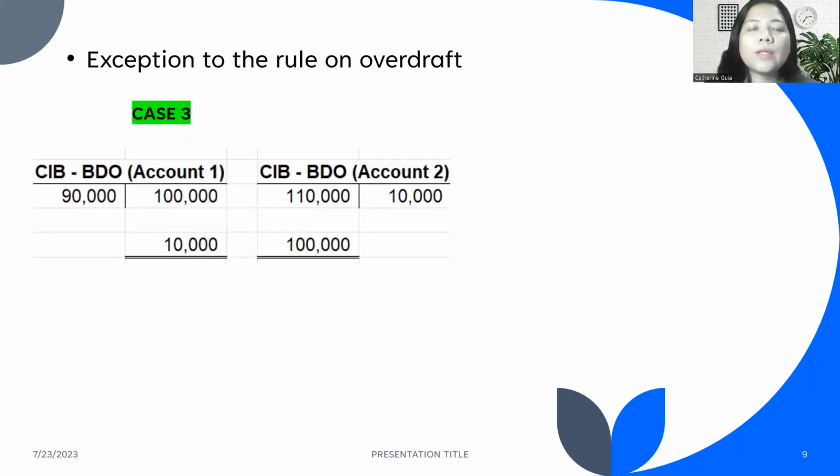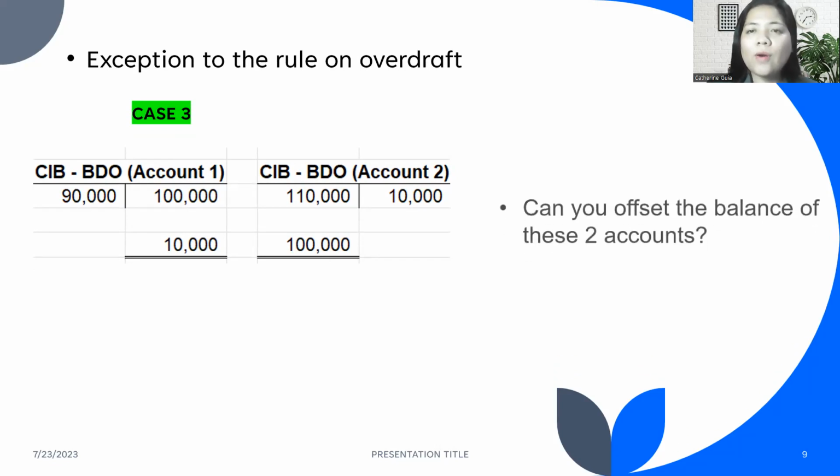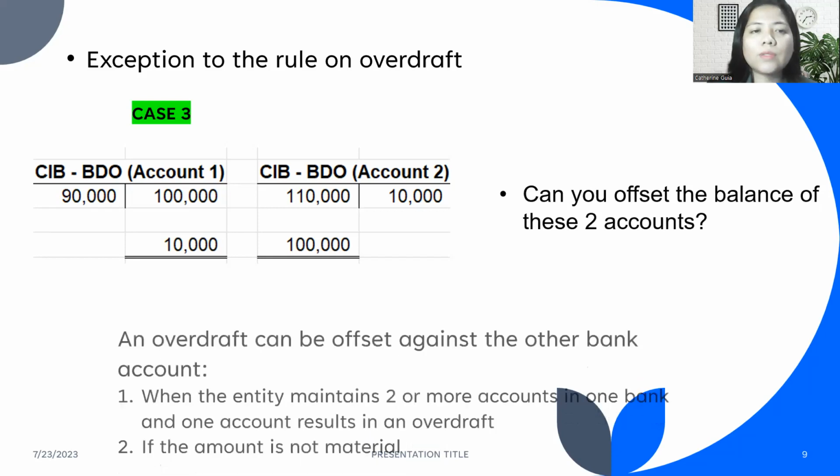So assuming that instead of having an account with BPI, you have another account in the same bank, BDO. So let's say in BDO account one, you have a checking account. In account two, it's a savings account. Okay, assuming that you still have a negative 10,000 or credit balance in account one, and you have a 100,000 net debit balance in your account two. Is that permitted? Or can you offset the balance of these two accounts?